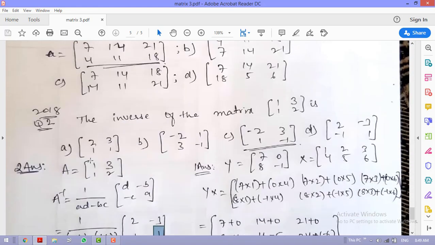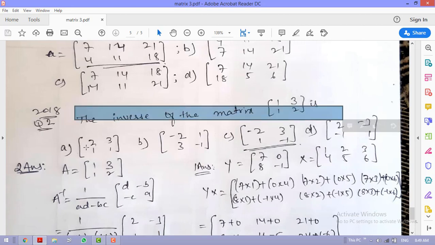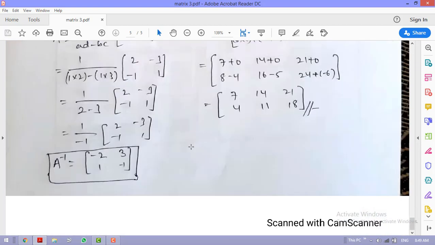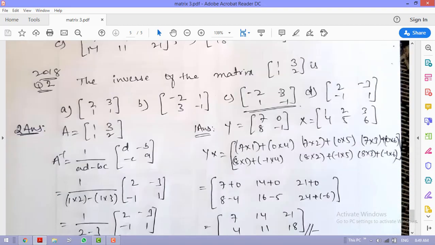So let us see what the answer is for this particular question. First we have 2, 3, 1 and 1, minus 2, 1, 3, minus 1. Then finally we have minus 2, 3, 1 and minus 1. So this is the answer we found over here. Option B is the correct answer, right?